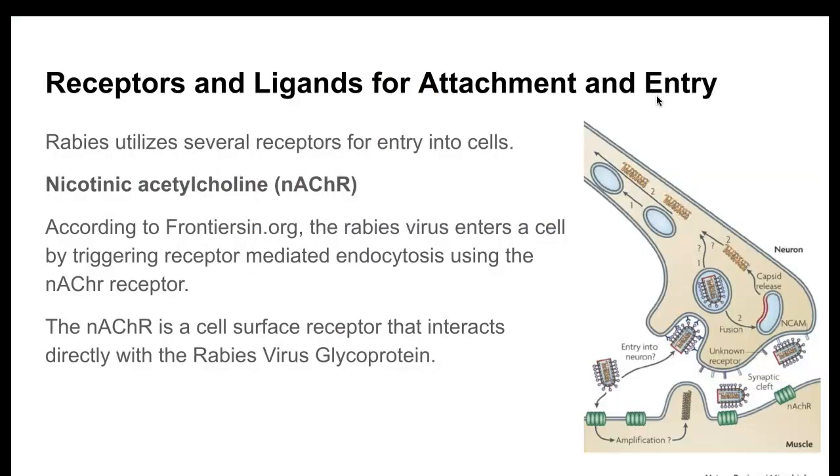How rabies is brought into your cells is by utilizing receptors. There are several receptors that it uses for entry into your cells. There are two major ones that I'm going to talk about, because for the other ones there was little information that I could find. The first one is nicotinic acetylcholine, and it enters the cell by triggering receptor-mediated endocytosis, and then that interacts directly with the rabies virus glycoprotein. So what the virus is actually wrapped in interacts with that receptor in your cells.